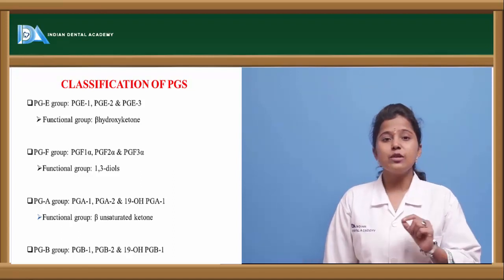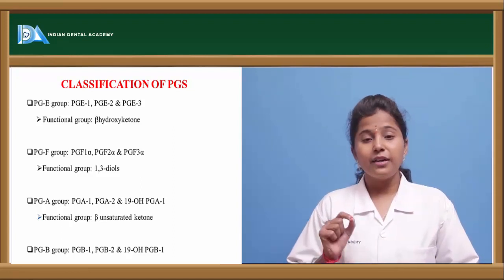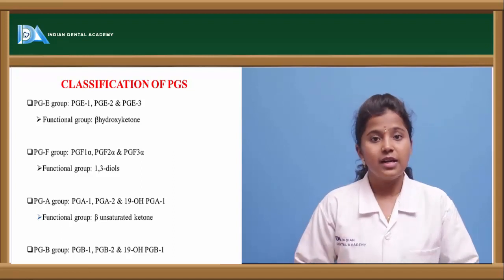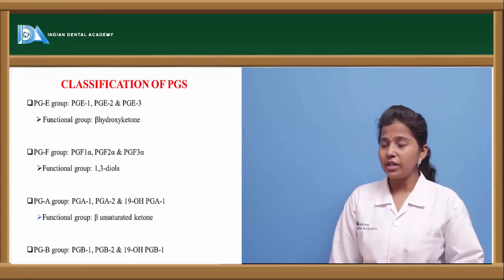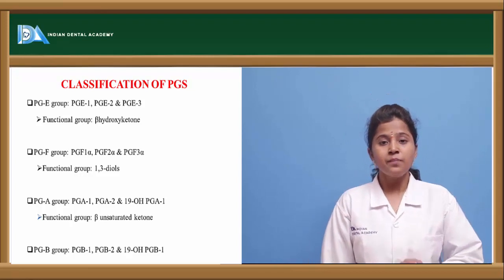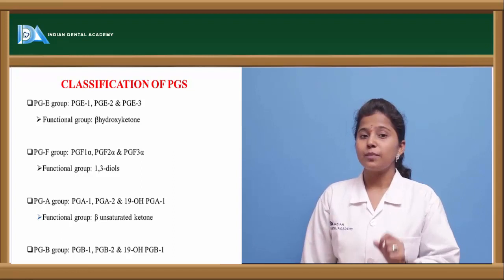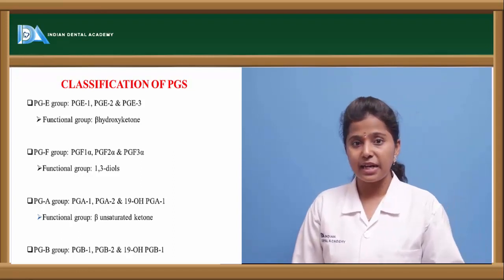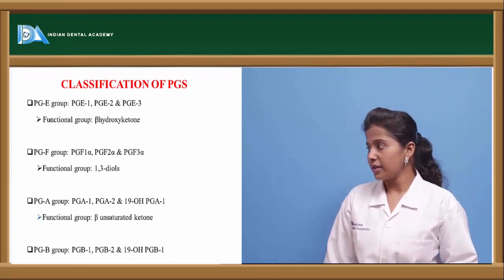as 19-OH PGA1. That is, on PGA1, if a hydroxyl group is present on the C19 carbon atom, then this 19-OH type of PGA1 is formed. In the same way, PGB is further classified into PGB1, B2 and 19-OH PGB1. That is, on PGB1 prostaglandin, if an OH group is present on this C19 carbon atom, then this type of prostaglandin is formed.